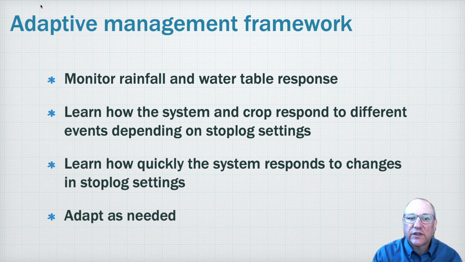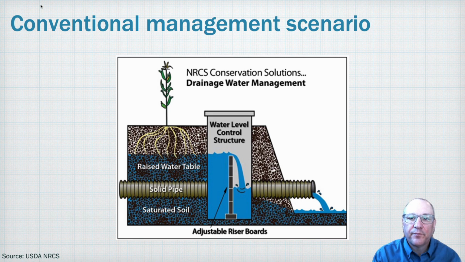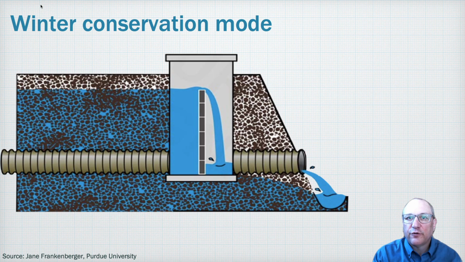So let's start with the most conventional management scenario. We have three different management modes. First is winter conservation mode, where the stop logs are added to raise the outlet to within 6 inches to 1 foot below the soil surface to hold as much water and nitrate back during the non-growing season, while still allowing a little room for infiltration.